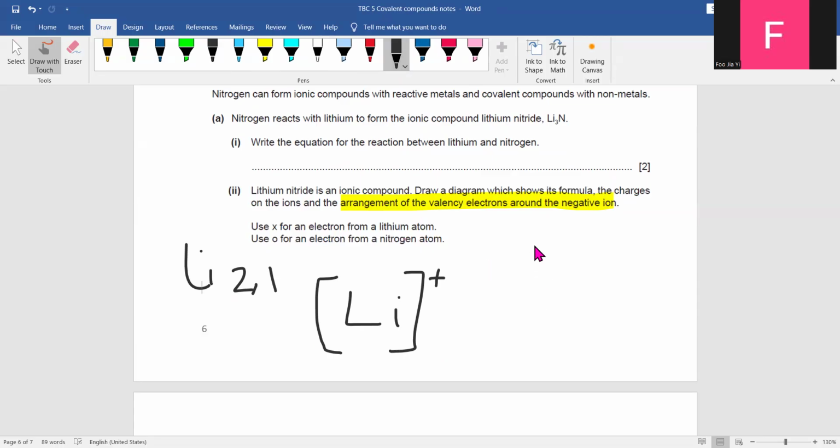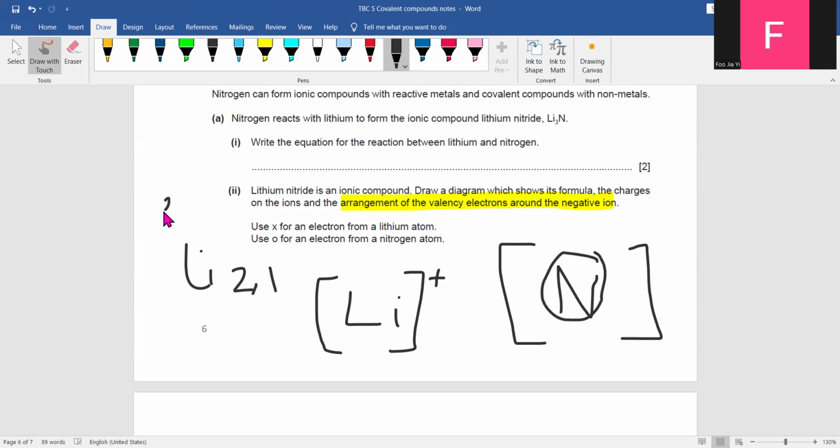Okay, so nitrogen becomes nitride. Nitrogen was 2, 5. So you draw the 5. Use O for the nitrogen atom. So 1, 2, 3, 4, 5. X for lithium. 5, 6, 7, 8.